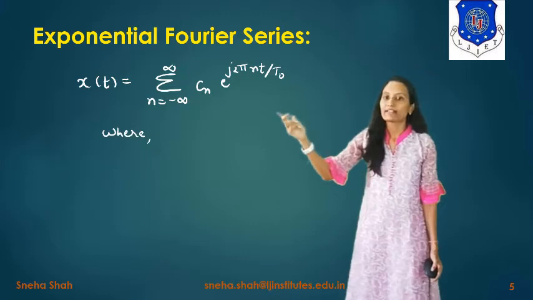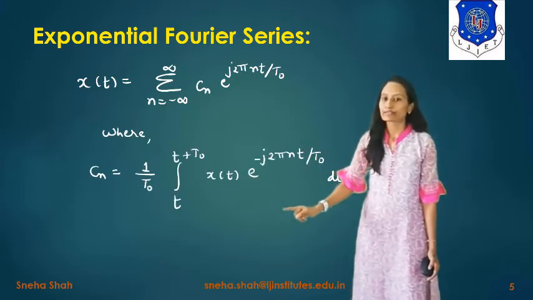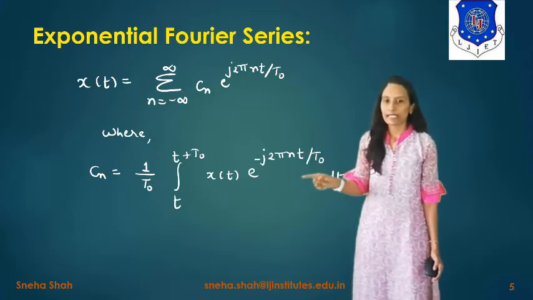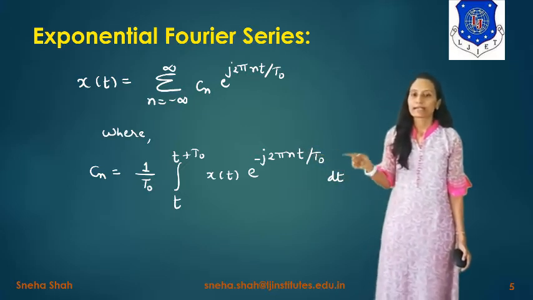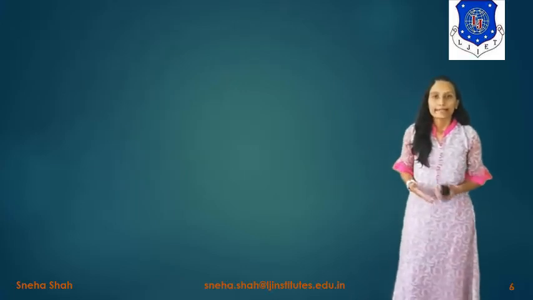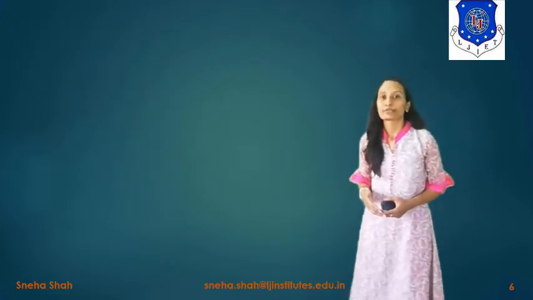The value of Cn equals 1 upon t0 integration t to t plus t0 x of t e raised to minus j 2 pi n t divided by t0 dt. Now there are some conditions for the existence of the Fourier series.